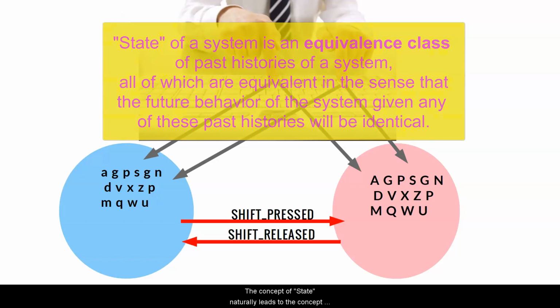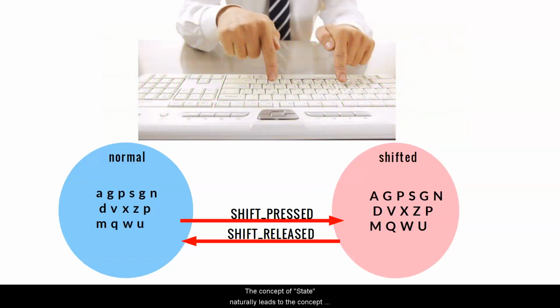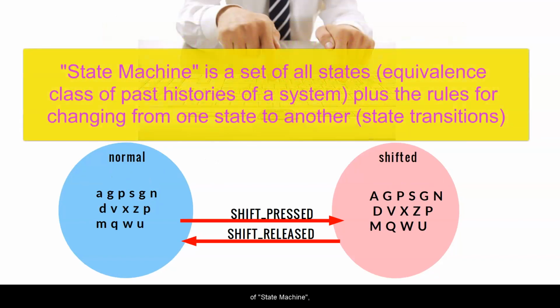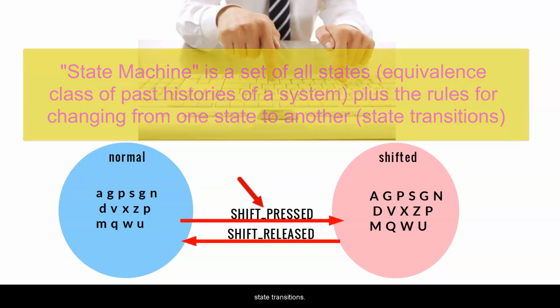The concept of state naturally leads to the concept of state machine, which is the set of all states, that is equivalence classes of relevant histories, plus the rules for changing from one state to another. These rules are called transitions and capture the fact that some events contribute to the relevant history while others do not. These events influencing the future behavior trigger the state transitions.